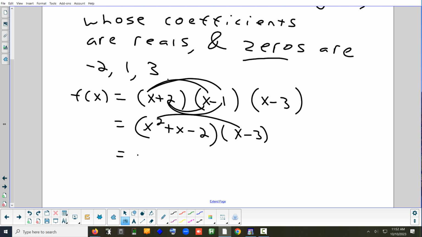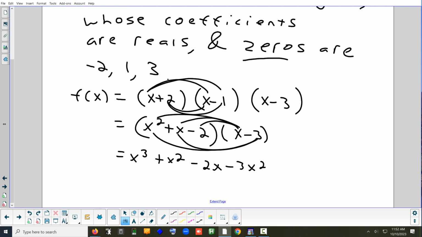So x cubed, x squared, minus 2x, minus 3x squared, minus 3x, plus 6. So this must have been the original problem to get those as roots.